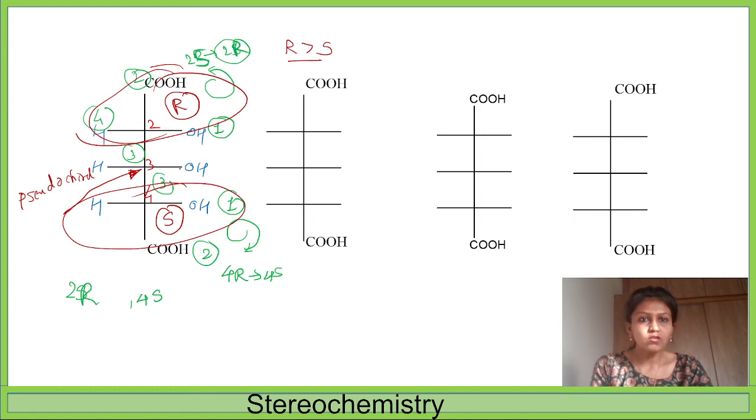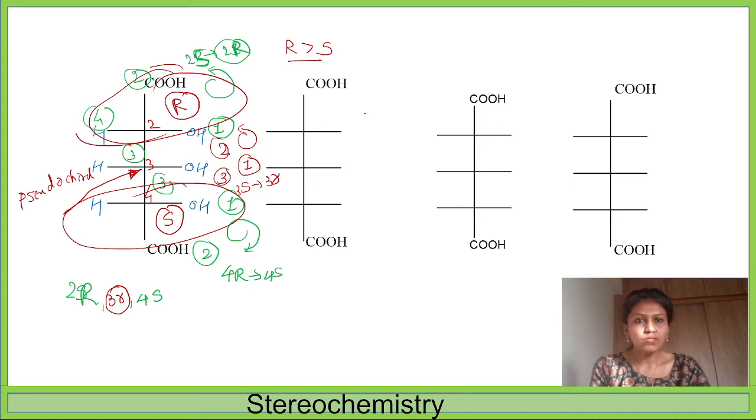So if I find the configuration at the 3 number carbon, OH has been given 1, then R has priority 2, this is 3, right? So 1, 2, 3, that is anti-clockwise, so S, and after the swap, 3R. So for the pseudochiral carbon we write it in small letter, 3r, right? So small r and small s are used to describe pseudo symmetry, right?